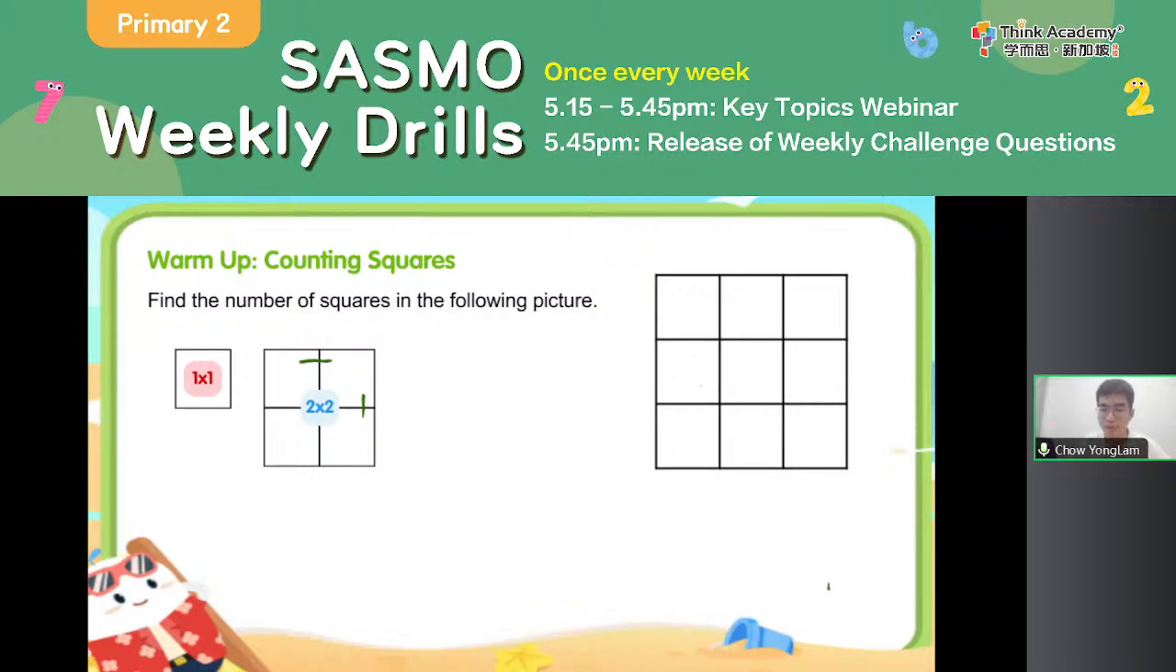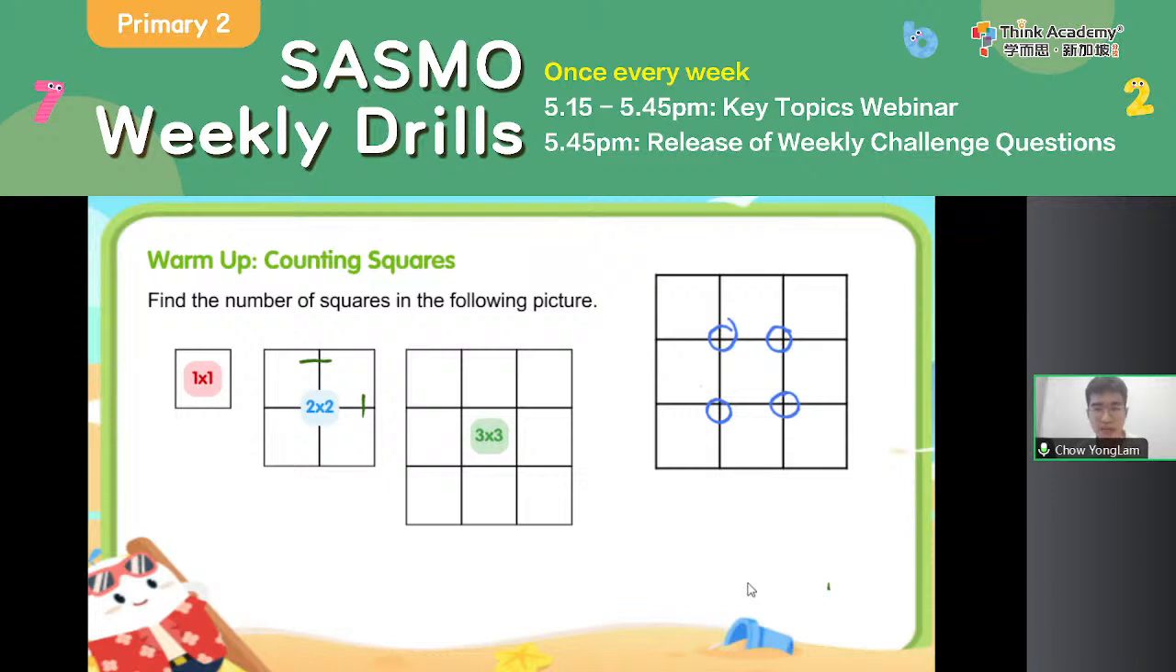Hey, I can find 1. Yeah, I see a lot of correct answers coming in. Okay, keep it up. 2, 3, 4. 4 squares that are 2 by 2. Now, what if I go even bigger? Can I find a 3 by 3 square?